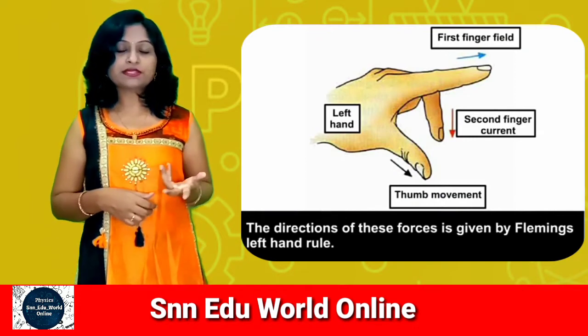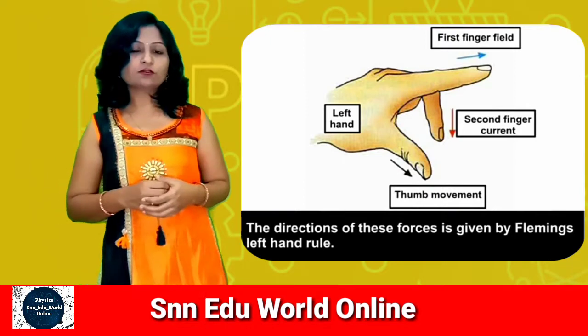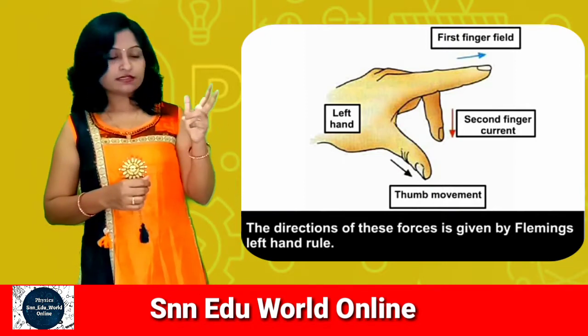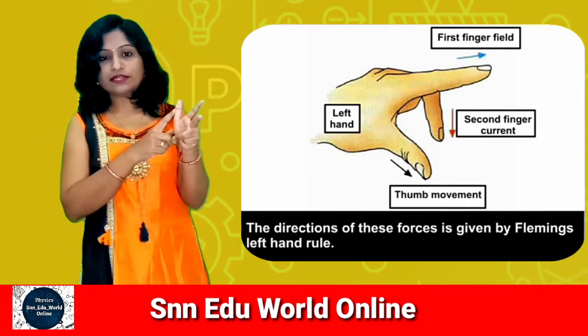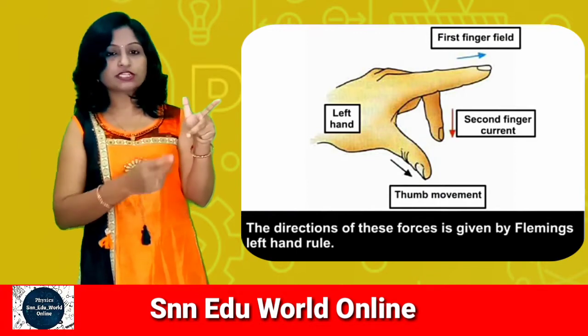Now here it is Fleming's left hand rule. What is the left hand rule? Stretch your three fingers, meaning two fingers and the thumb of the left hand, such that they are mutually perpendicular to each other.